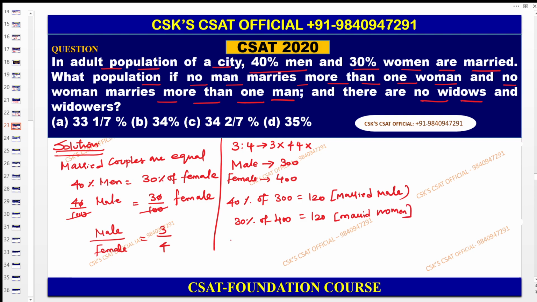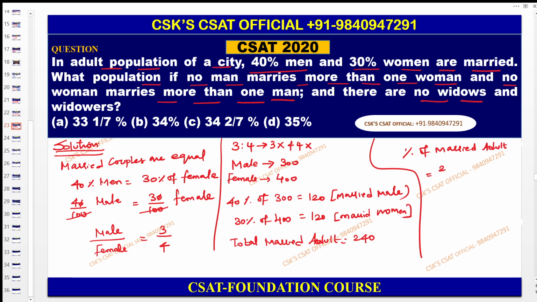Now what is the total married adult? Total married adult is 120 plus 120, 240. They're asking you to find the percentage of married adults. So the total married adult is 240 out of the total. What is the total of male and female? 700. 700 into 100, right? So the zeros cancel, then 240 by 7.